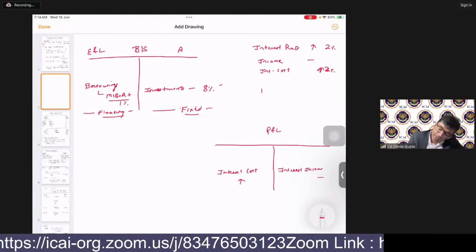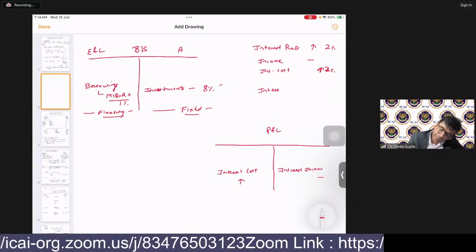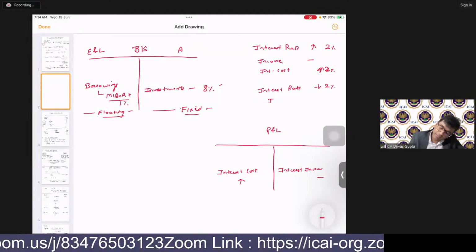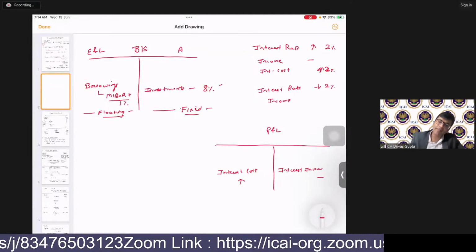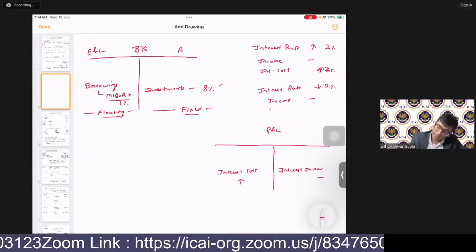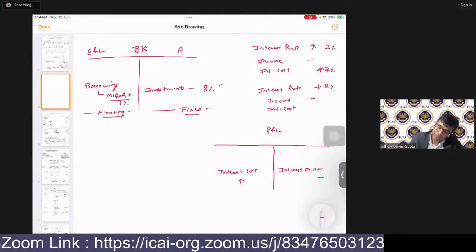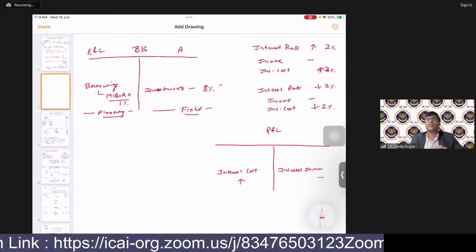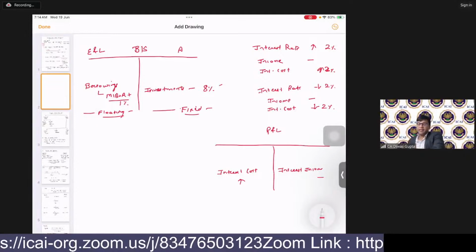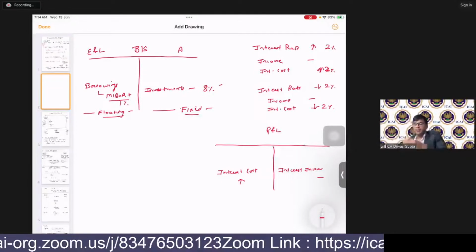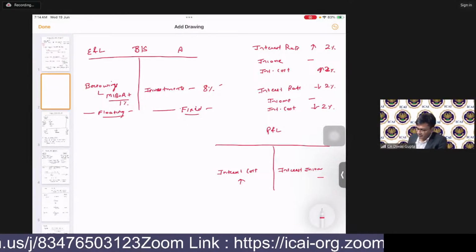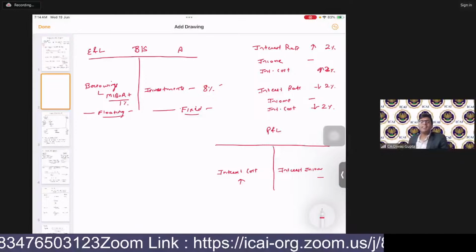Similarly, if the interest rate goes down by 2%, we will end up having the same income. Income will not even get impacted by a lower interest rate. However, the interest cost will also go down by 2%, students. In a way, interest cost will go down by 2%. So ultimately, the profit will increase. This will be EPS accretive.